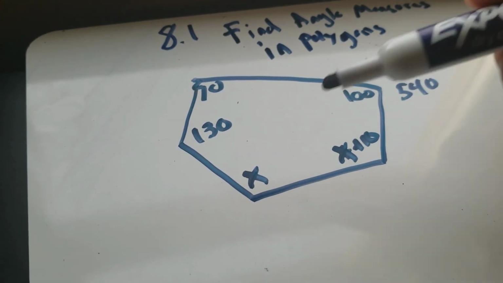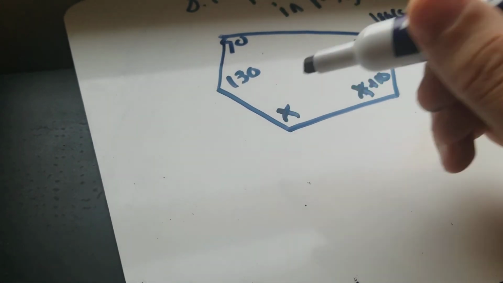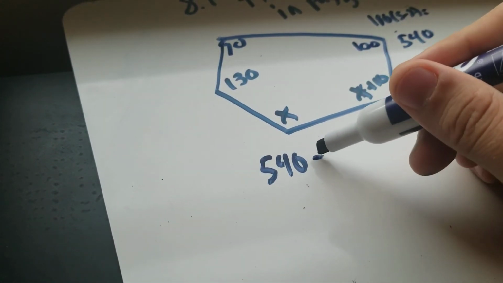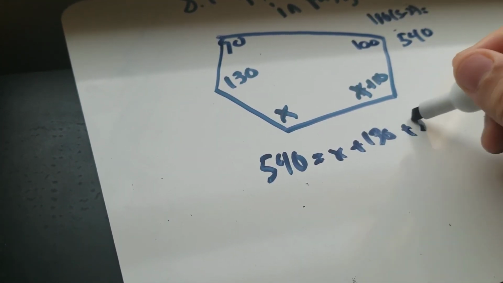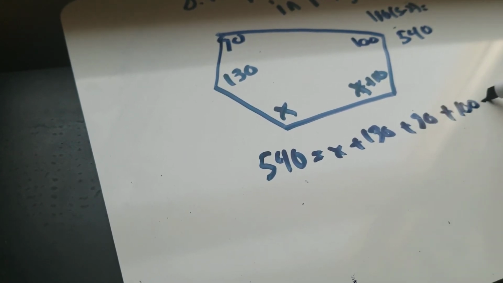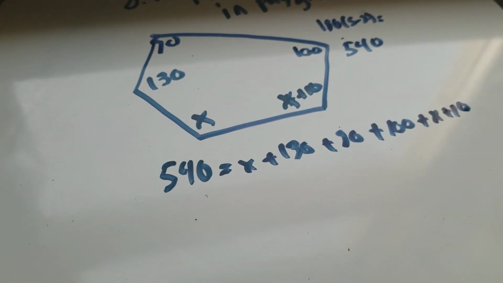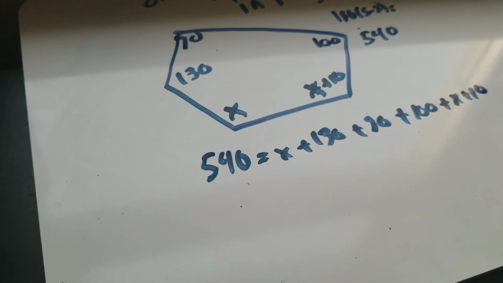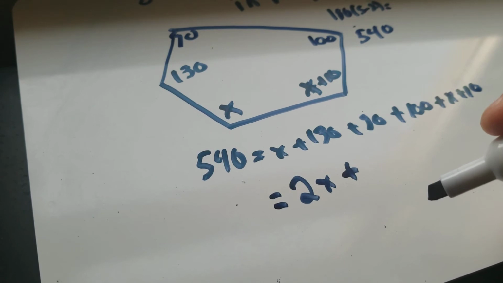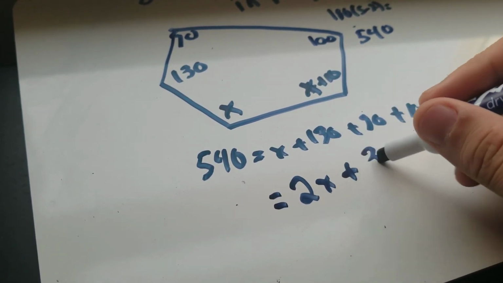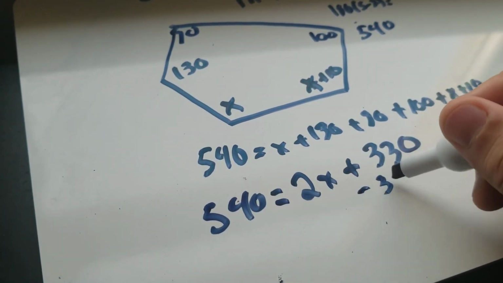Now notice this is slightly different. You have x and you have x plus 10. So you still do the same process. You're finding 540 equals, add up all the pieces. So we got x plus 130 plus 90 plus 100 plus x plus 10. So even though this is one side, you just put it like this, x plus 10. Let's combine all the normal numbers and combine the x's. So I have 2x plus 330 equals 540. Subtract 330 on both sides.